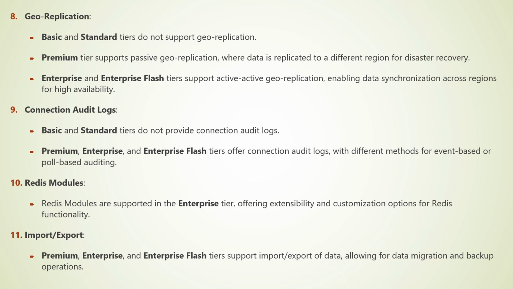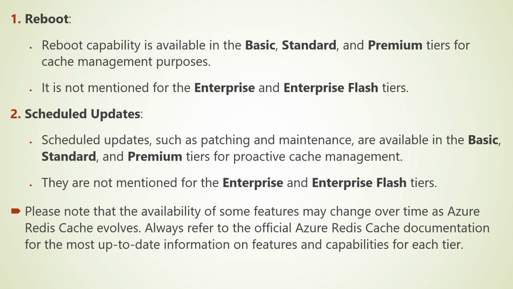Connection audit logs. Basic and Standard tiers do not provide connection audit logs. Premium, Enterprise, and Enterprise Flash tiers offer connection audit logs, with different methods for event-based or pull-based auditing. Redis modules. Redis modules are supported in the Enterprise tier, offering extensibility and customization options for Redis functionality. Import, export. Premium, Enterprise, and Enterprise Flash tiers support import and export of data, allowing for data migration and backup operations.